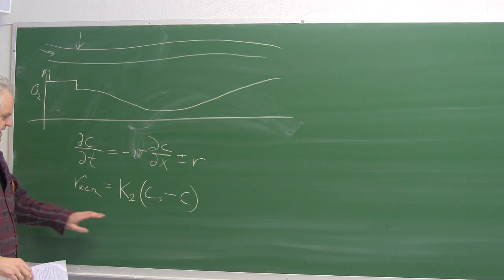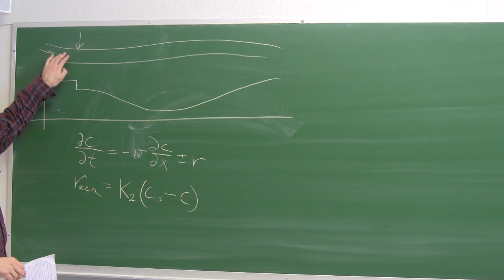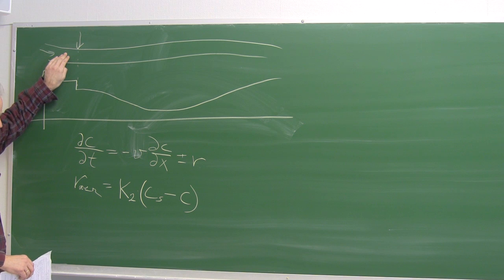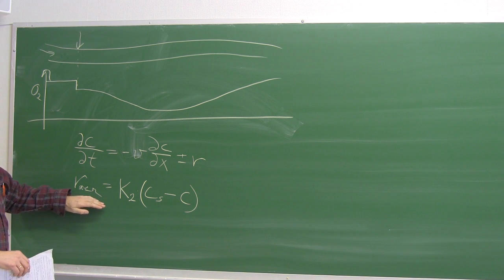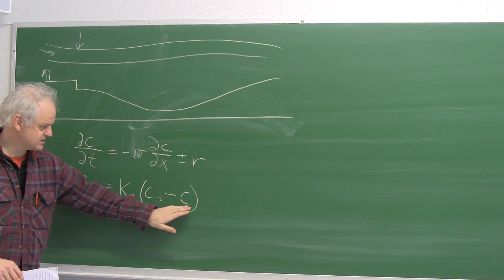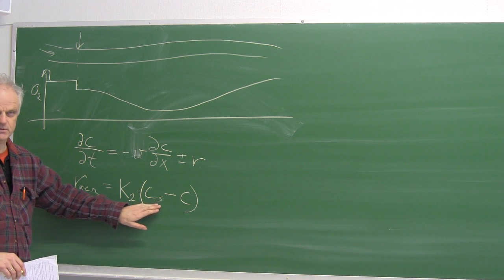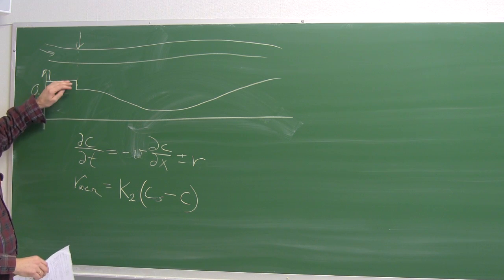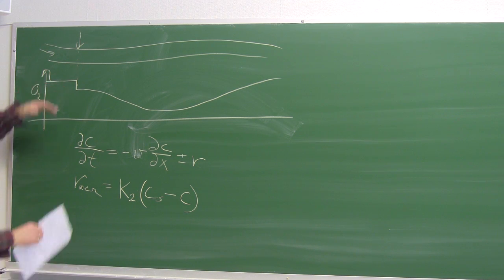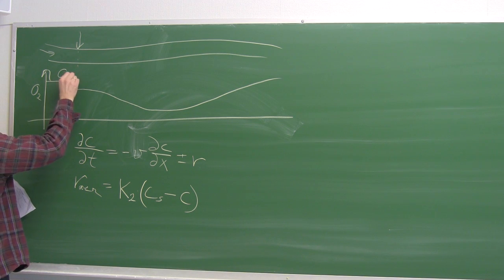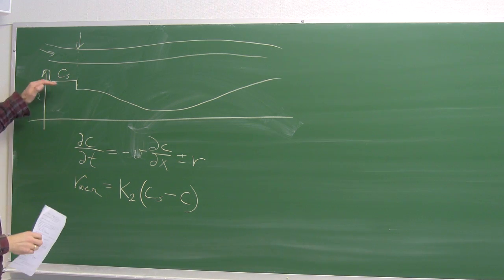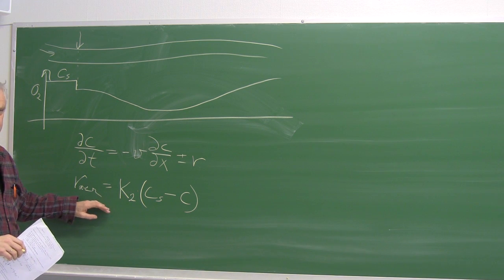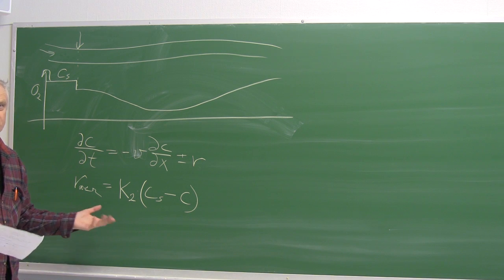In other words, if we're upstream of this discharge where the river is saturated with oxygen, the aeration rate is 0, because then C is equal to C saturation. So this becomes 0. But as soon as we're downstream of the discharge, the concentration is less than saturated, so this aeration becomes greater than 0, has some value.